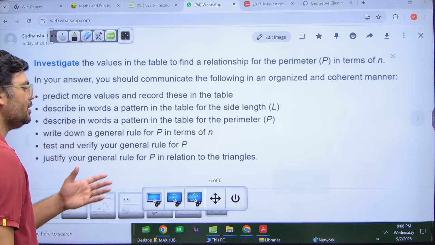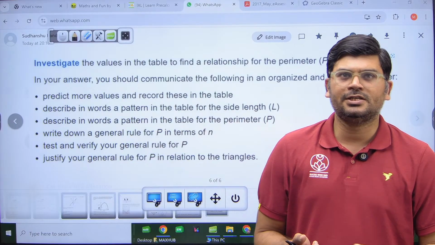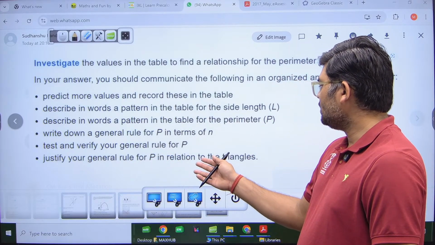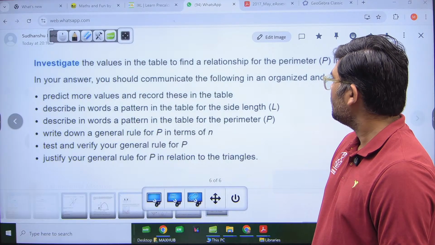Test and verify your general rule for P. So you will place the values of P and n and you can just test it. Justify your general rule for P in relation to the triangles. Okay, understood this part? Yes.